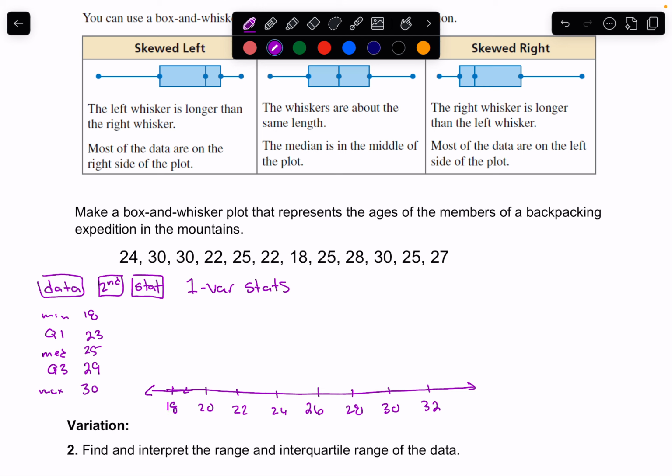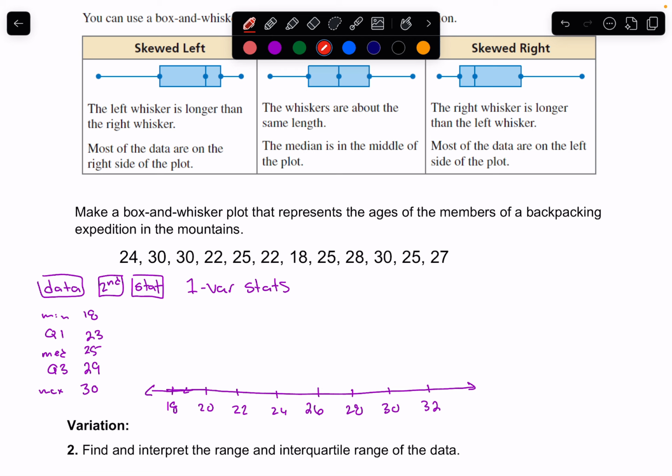Now do your best to make these the same size, right? I'm going up by 2, and it's important that the distance between my tick marks is the same distance. So I want this distance right here to be the same all the way across, and that's kind of hard to do by hand. So just do the best that you can.